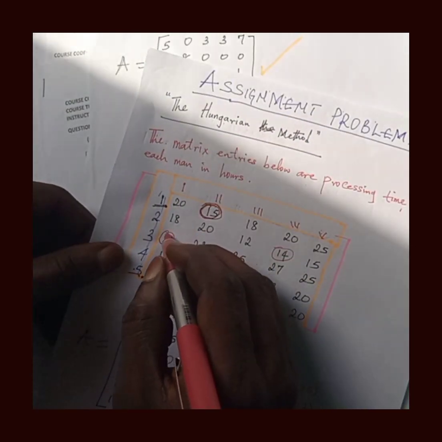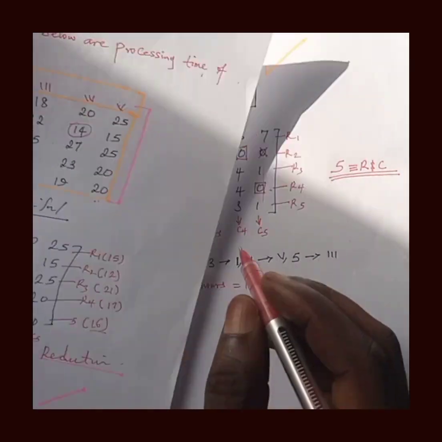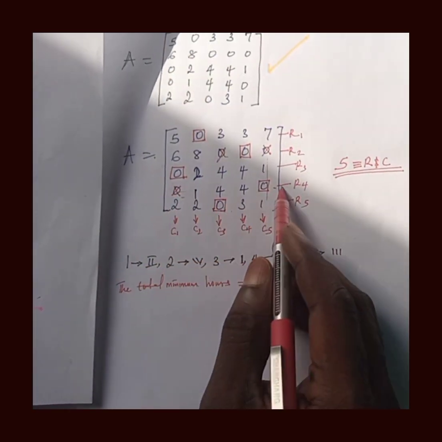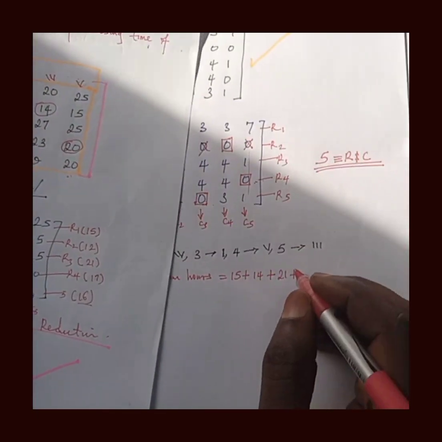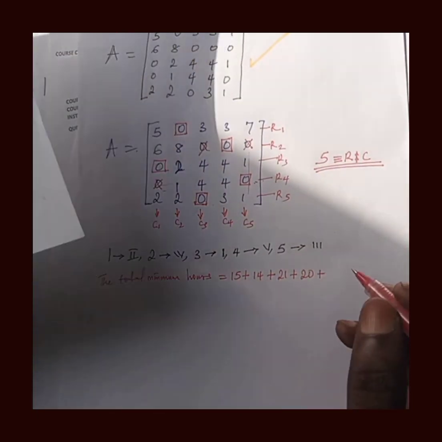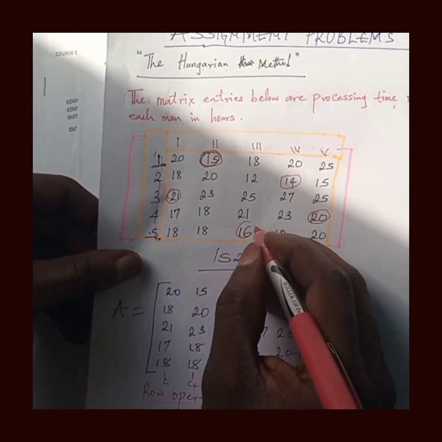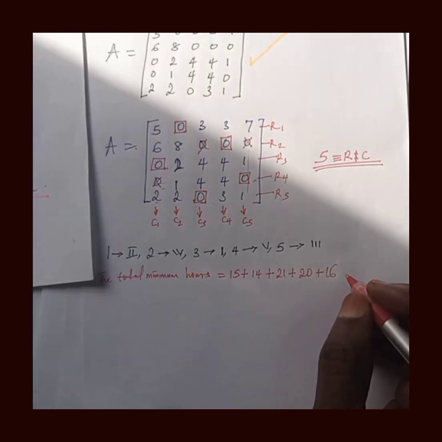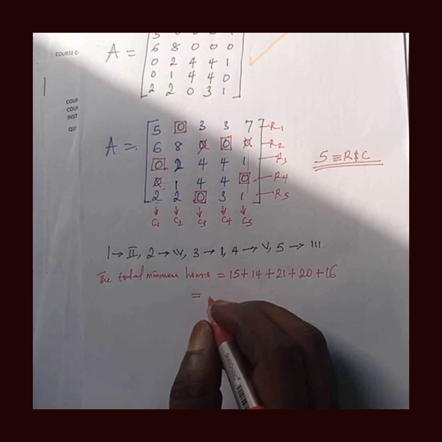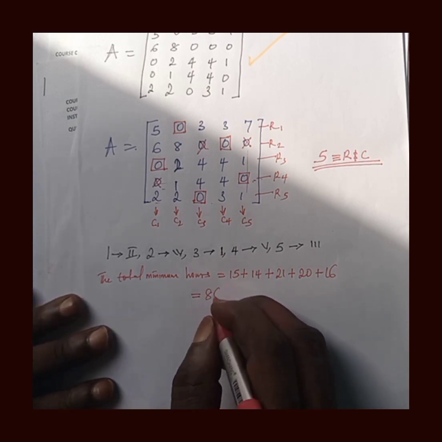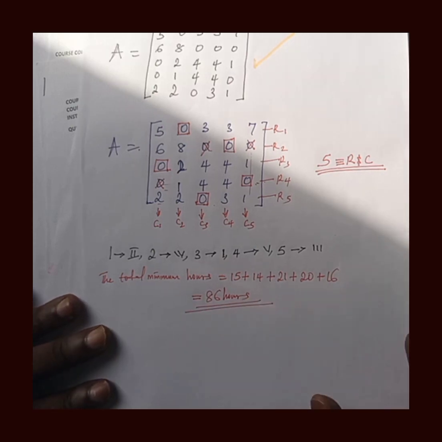The third person is taking number 1, which is 21 hours, plus the fourth person is taking number 5, which is this, and it's 20 hours, plus the last person, who is taking number 3, which is 16 hours. So by the time we add everything, it's going to give us 86 hours. So this is our final answer.